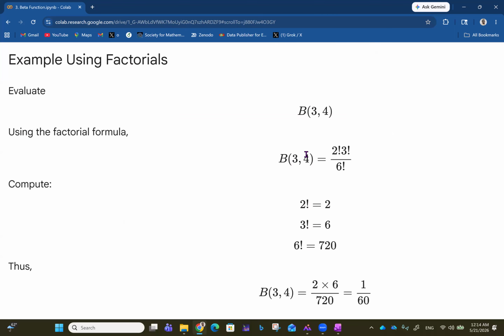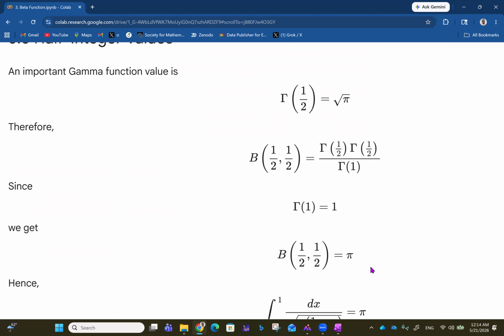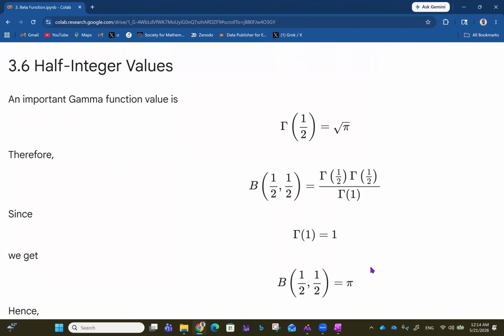Beta 3 comma 4 is simply gamma 3 gamma 4 all over gamma 7. Gamma 3 is 3 minus 1, 2 factorial. Gamma 4 is 4 minus 1, which is 3 factorial. Gamma 7 is 7 minus 1, which is 6 factorial. So if you compute 2 factorial, which is 2, 3 factorial, which is 6, and 6 factorial, which is 720, put everything together, you have beta 3 comma 4 to be 2 times 6 over 720, which is 1 over 60 overall. Then we also have the half integer values now.